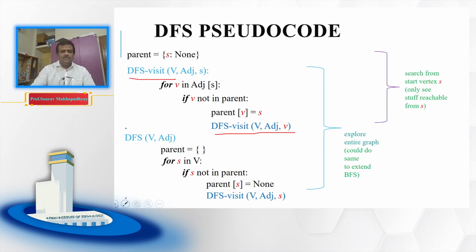And we have to set the time. This is the starting time of vertex V when we call V, and when we end V, this is the finishing time of V. This time is required for what is called topological sort, which is one of the applications of this DFS. So, we will come to that.